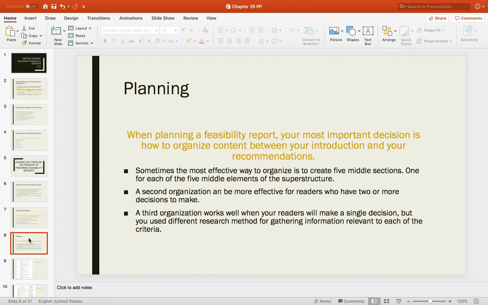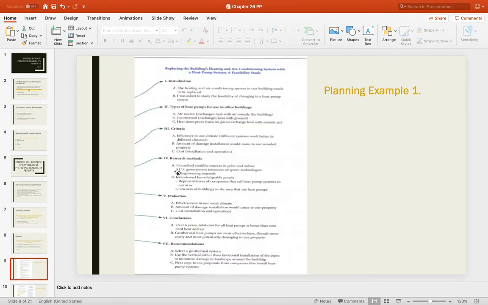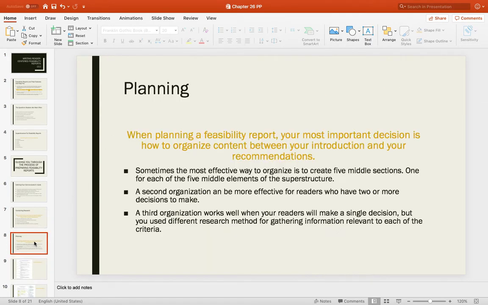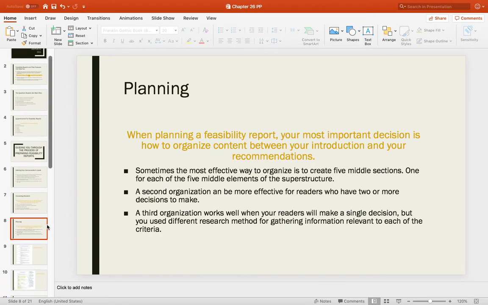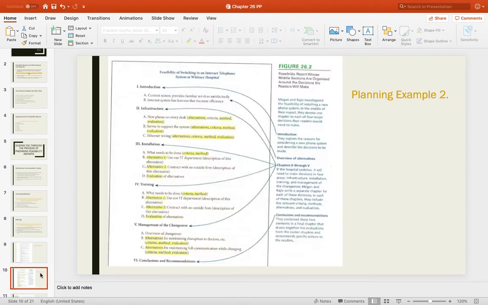Planning. When planning a feasibility report, your most important decision is how to organize content between your introduction and your recommendations. Sometimes the most effective way to organize is to create 5 middle sections, one for each of 5 middle elements of the superstructure. This you will see in this layout. A second organization can be more effective for readers who have 2 or more decisions to make. This you can see in this layout.